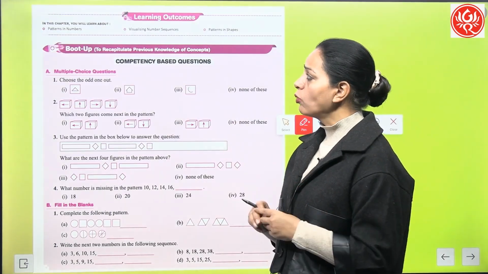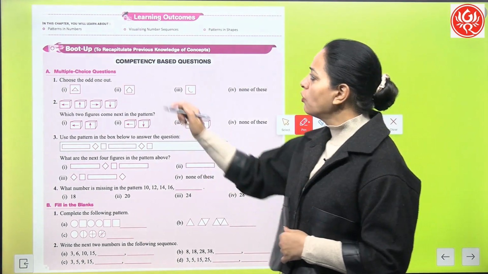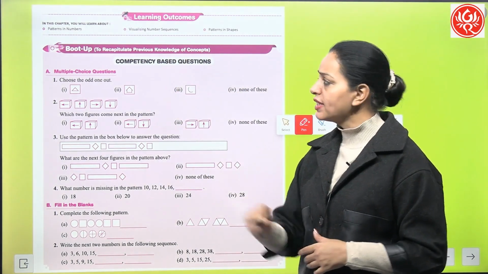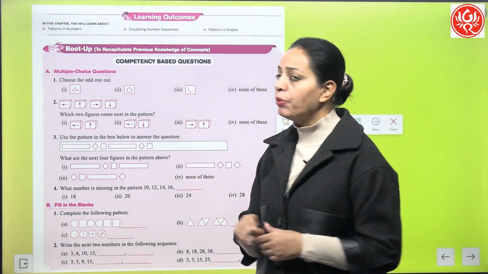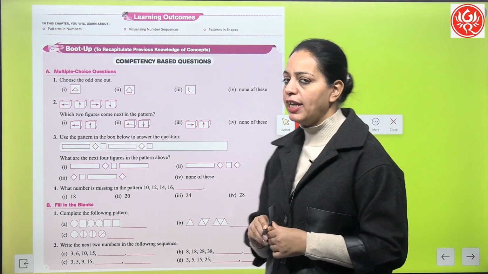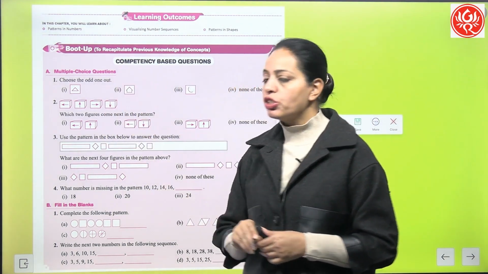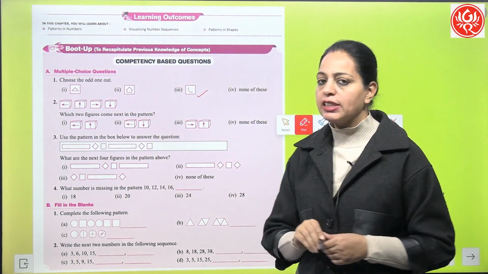Learning outcomes. In this chapter, you will learn about patterns in numbers, visualizing number sequences and patterns in shapes. Now, to recapitulate previous knowledge of concepts, competency-based questions, A part, multiple choice question. The first one, choose the odd one out, that is this one.